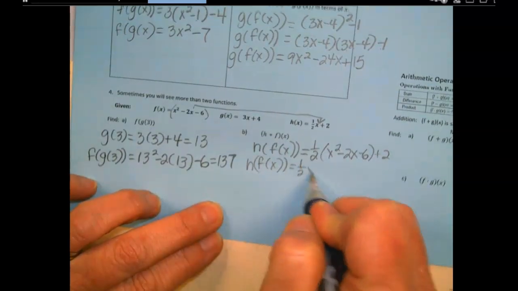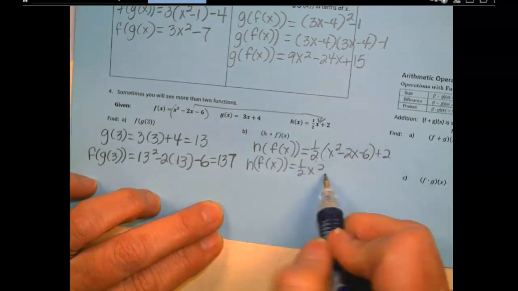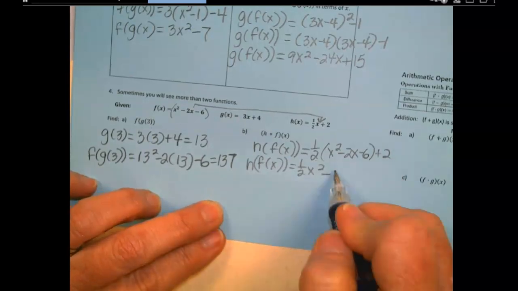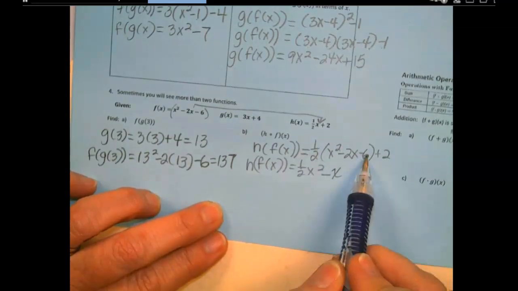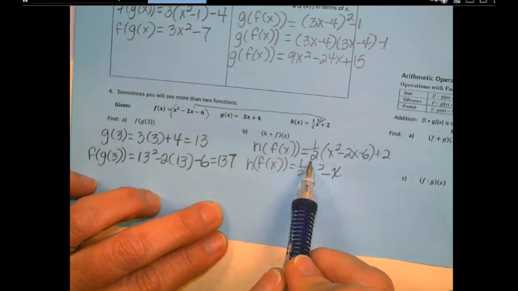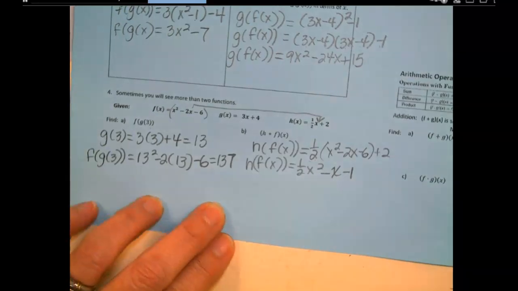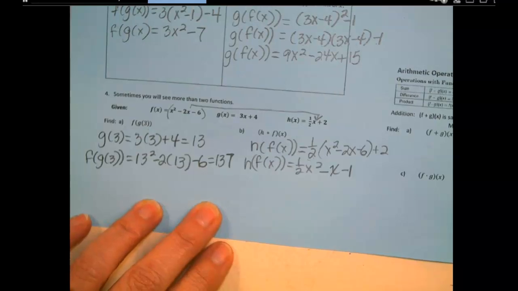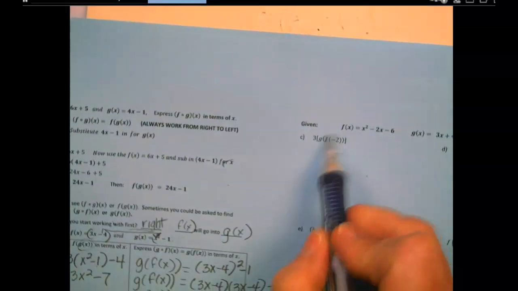So I'm going to have 1/2 x squared. And then what's 2 divided by 2? It's going to give you negative 1x, right? So I'm just going to put the negative x. Is that okay? Okay. So then I'm going to take 6 divided by 2, and that gives you negative 3 plus 2 gives you negative 1. Any questions there? We're good? Okay.